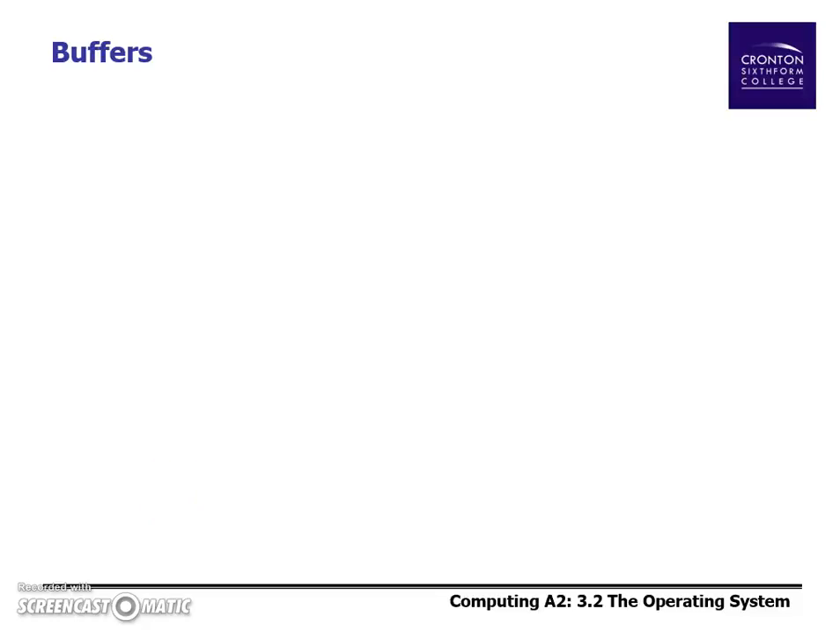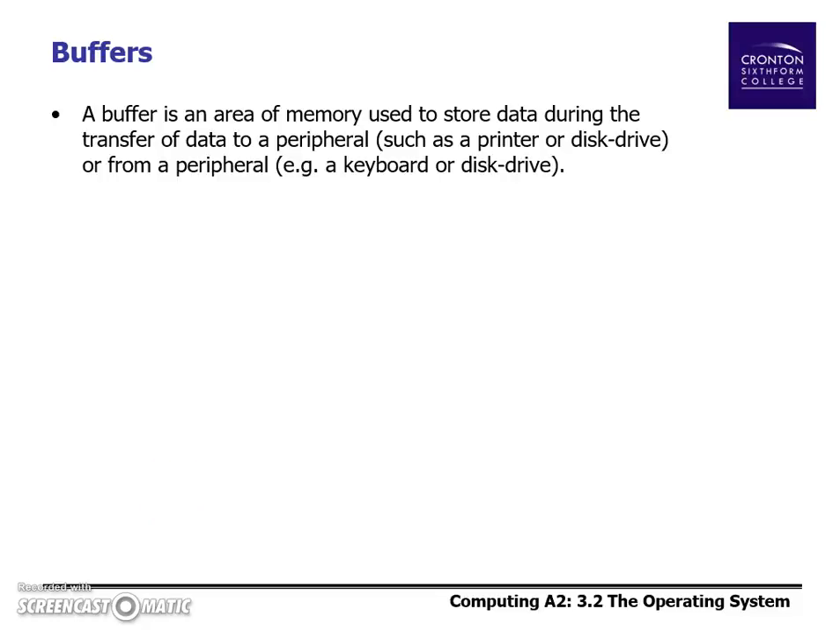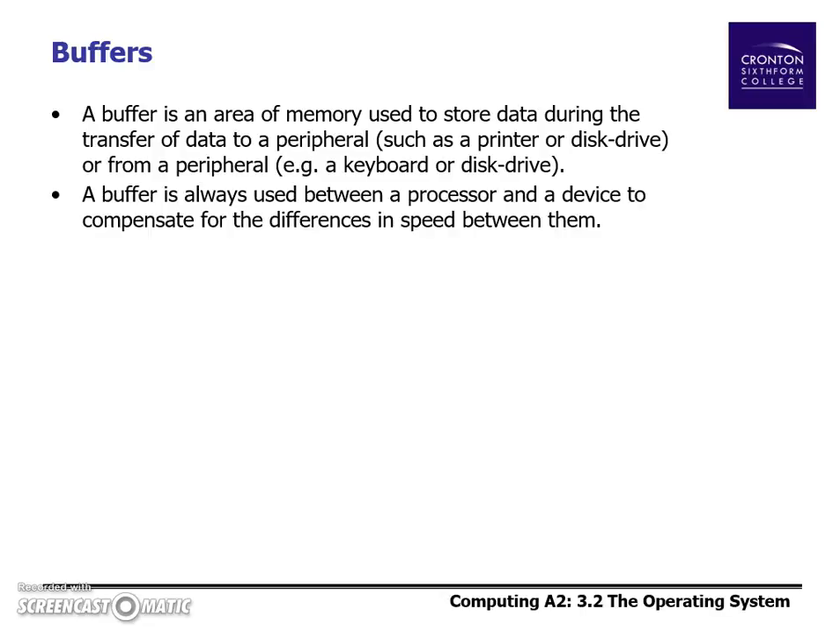Okay, so now we need to start looking at buffers. A buffer is an area of memory used to store data during the transfer of data to a peripheral, such as a printer or a disk drive, or from a peripheral, for example a keyboard, or again a disk drive. A buffer is always used between a processor and a device to compensate for the differences in speed between them.